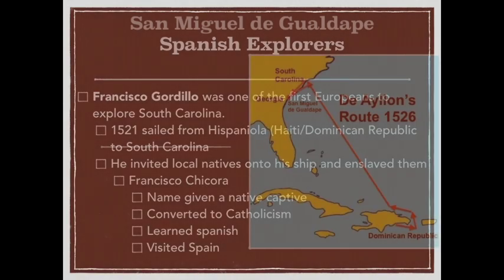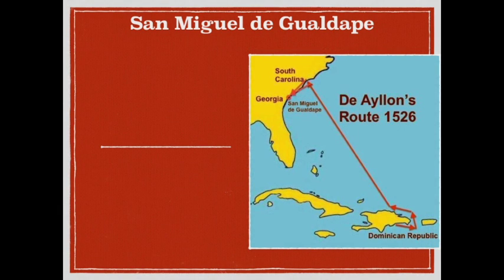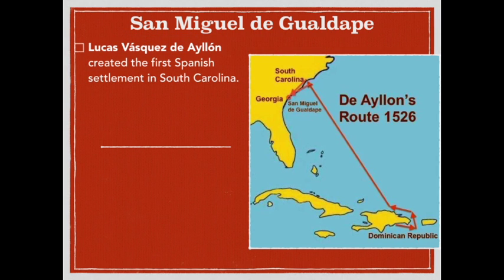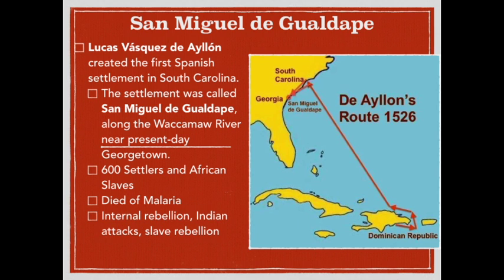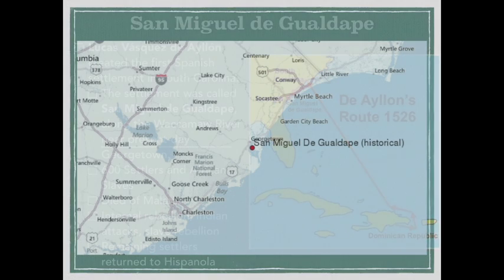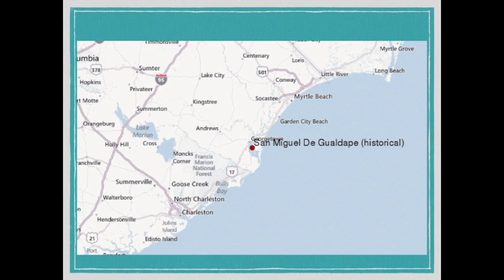so it made it more attractive for them to go over and be missionaries in the New World. Right, the first settlement in South Carolina was San Miguel de Gualdape. Lucas Vasquez de Leon created the first Spanish settlement in South Carolina, called San Miguel de Gualdape, along the Waccamaw River near present-day Georgetown. 600 settlers came and African slaves were there, but many died from malaria. Internal rebellion was plaguing them, Indian attacks, and they had a slave rebellion. So they returned to Hispaniola. So you see the route there on the map that's on the side. This is a map of present-day South Carolina that shows you where San Miguel would have been historically.